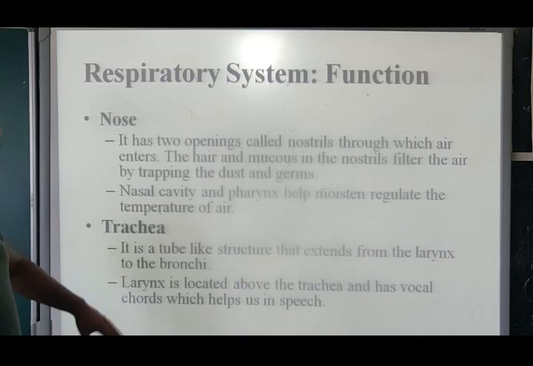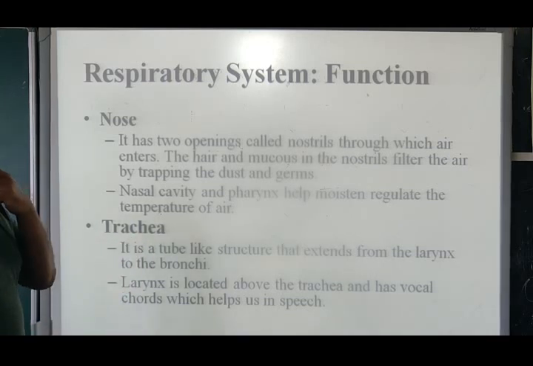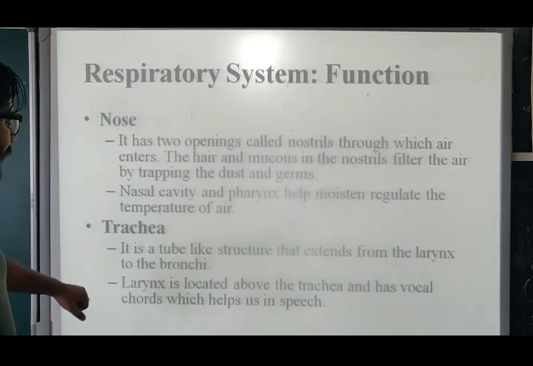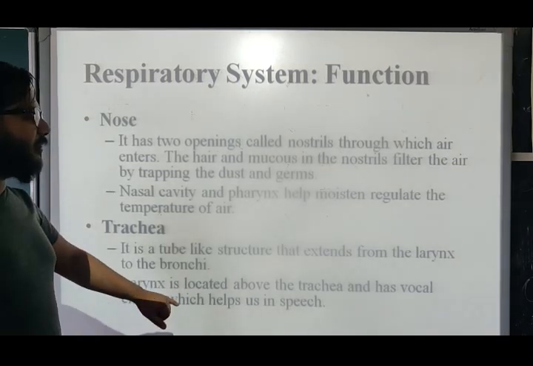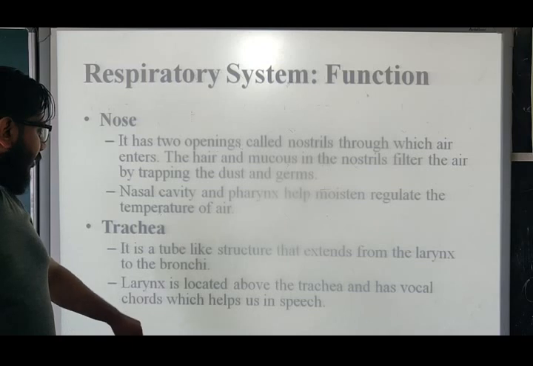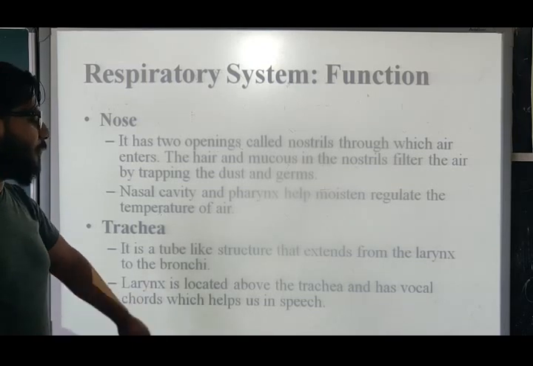Okay. Next is the trachea. It is a tube-like structure that extends from the larynx to the bronchi. Okay. The larynx is located above the trachea and has vocal cords which help us in speech.